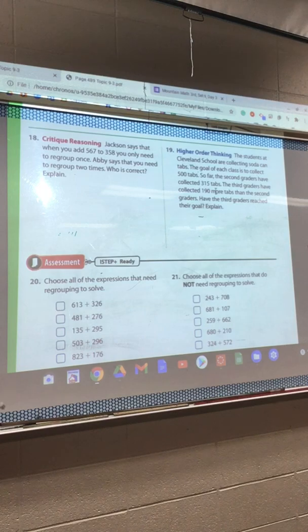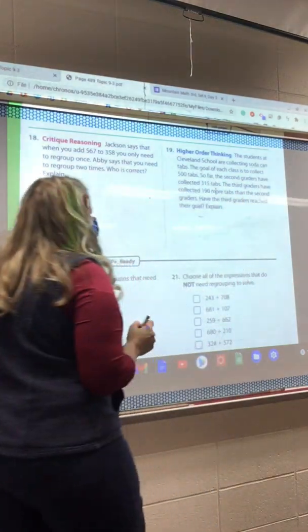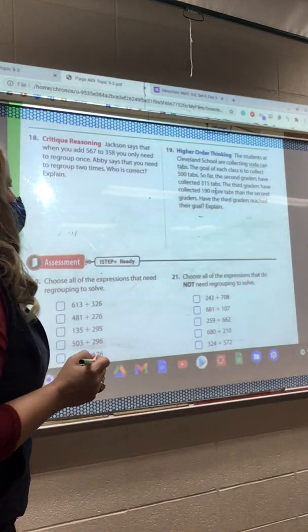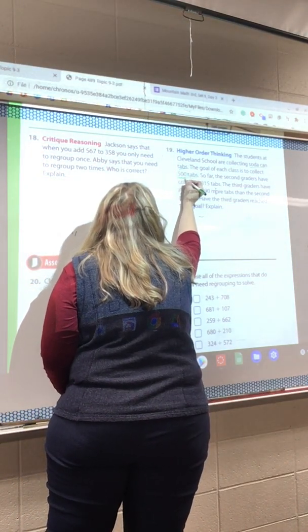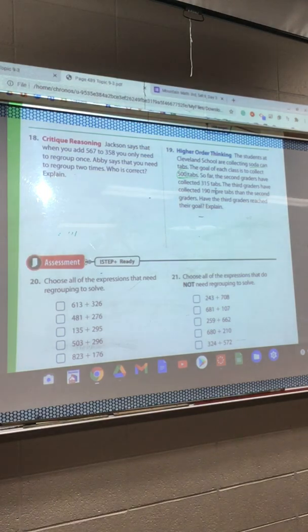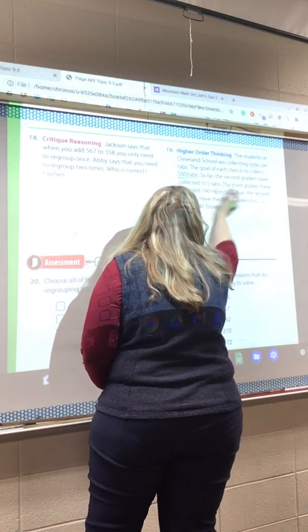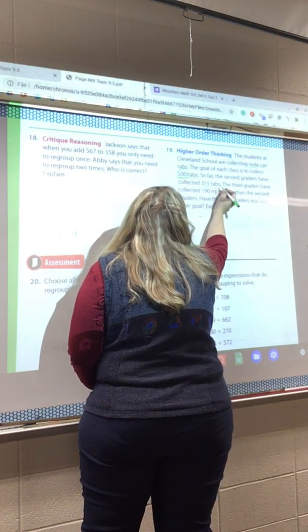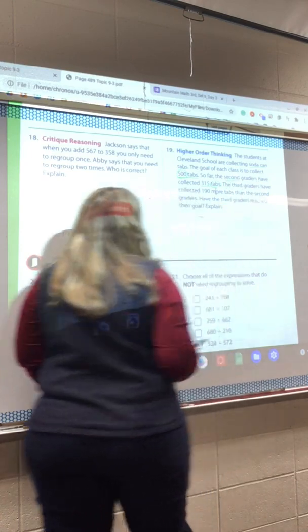The students at Cleveland School are collecting soda can tabs. The goal of each class is to collect 500 tabs. So if it's their goal, that's probably going to be the big number we're looking for, right? Maybe not, but we have to keep that in the back of our head. So far, the second graders have collected 319 tabs. I'm going to underline second grade kind of wavily.